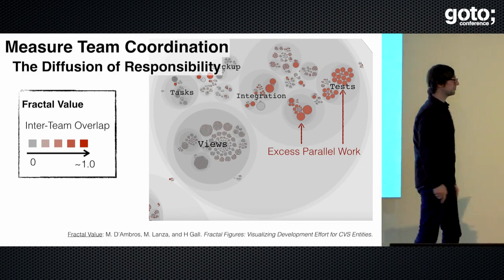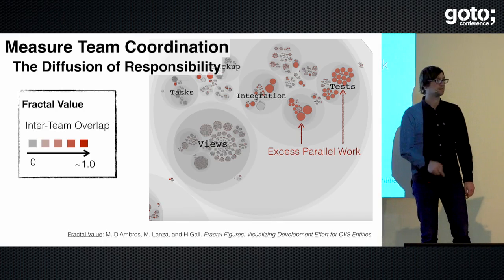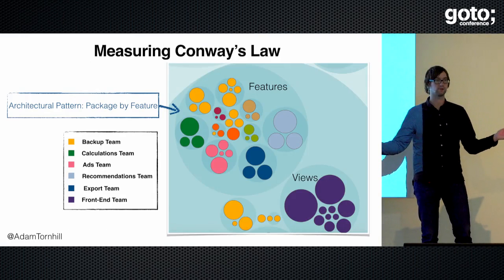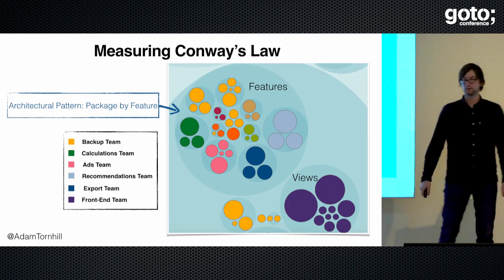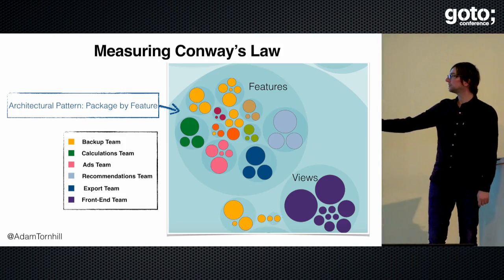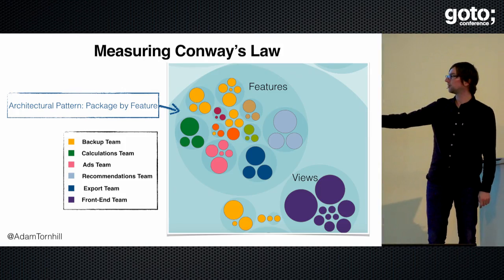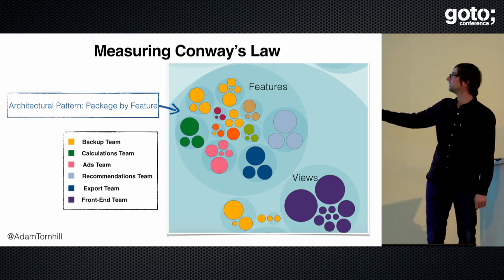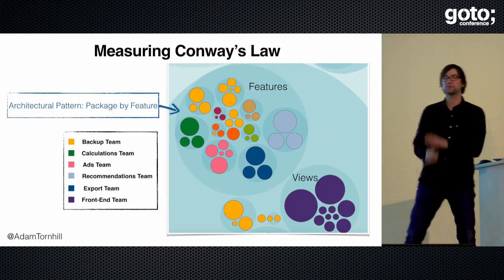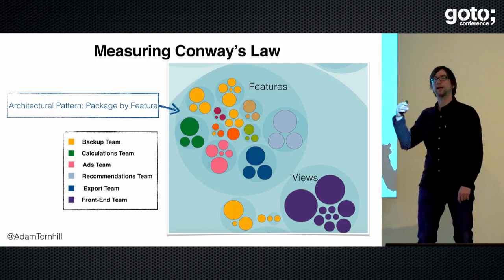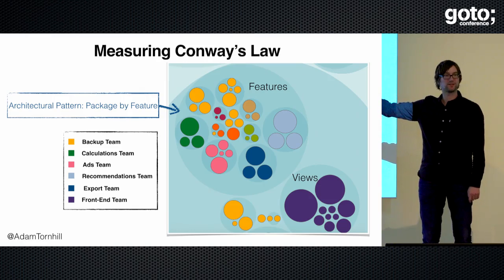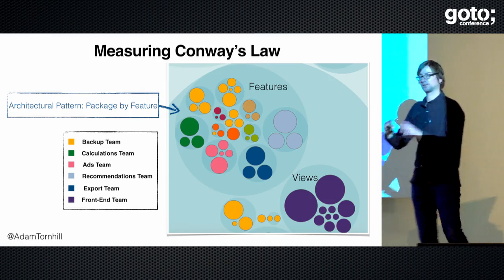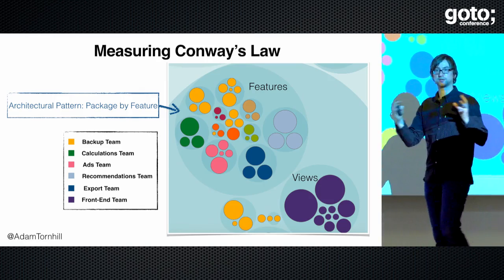But we can do so much more with version control data. We can start to measure things like Conway's law, right? So here's an example. This time, the contributions of each team are marked up with different colors, so each team has a unique color. And here we can see this is a package by feature architecture, and each circle here represents one feature. From the perspective of Conway's law, this looks absolutely wonderful, doesn't it? Each team works in perfect isolation with a minimum of coordination overhead between them.